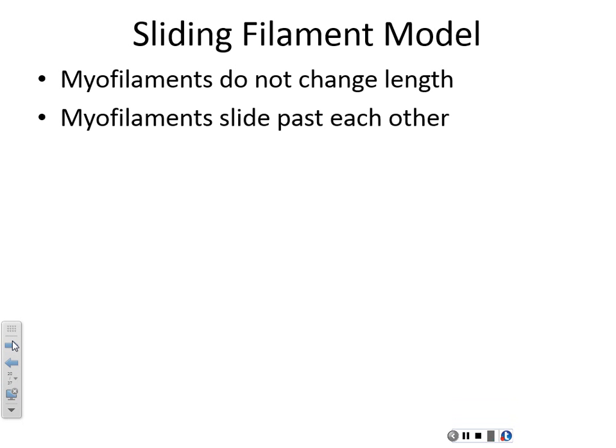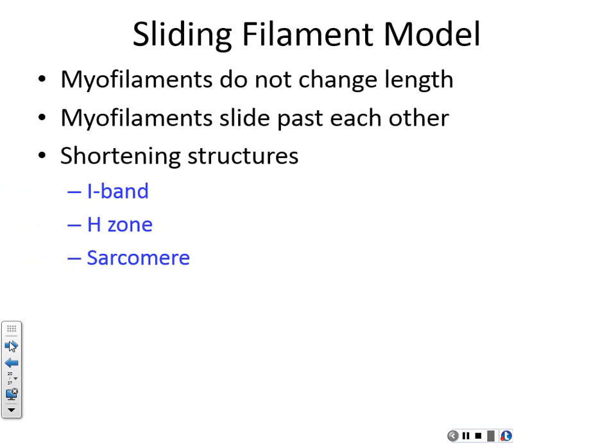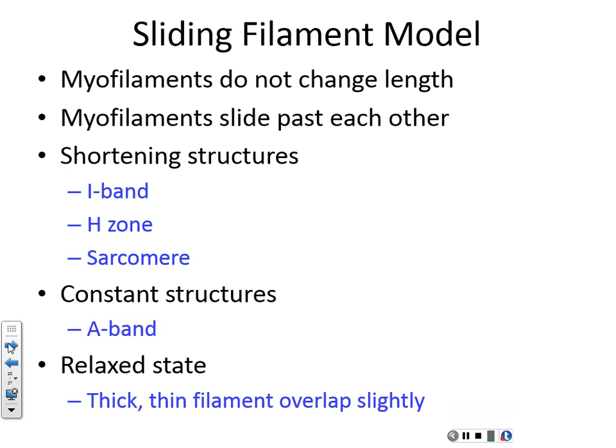So, the sliding filaments that I was talking about: the actin and myosin stay the same length, they're just sliding past each other. The sarcomere gets shorter, that's the change in length. And the A band remains the same, it's constant. I need you to know which bands. In fact, the arrangement of the actin and myosin is what gives the striations. In the relaxed state, thick and thin filaments overlap slightly. When contracted, they overlap even more.